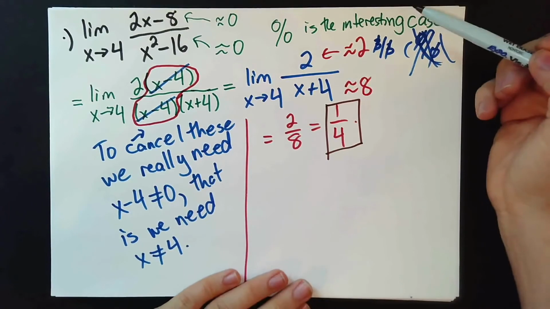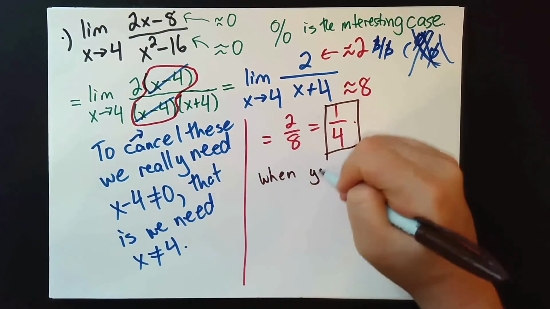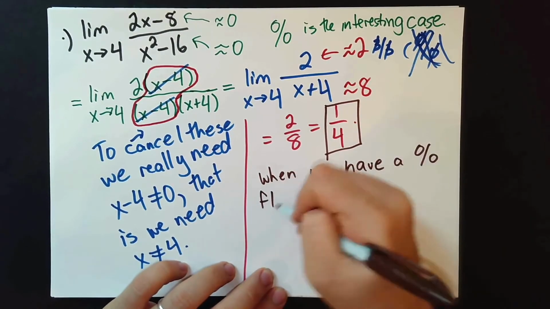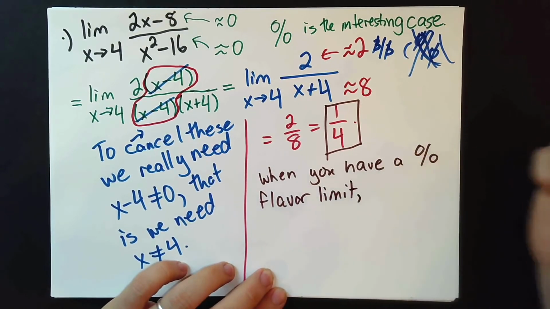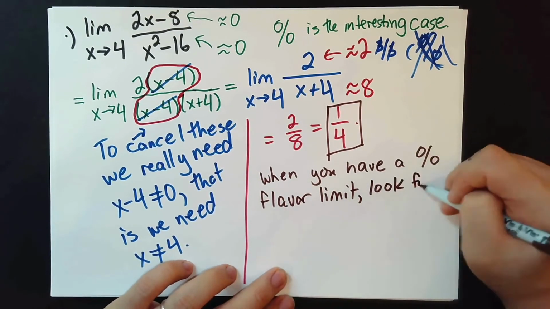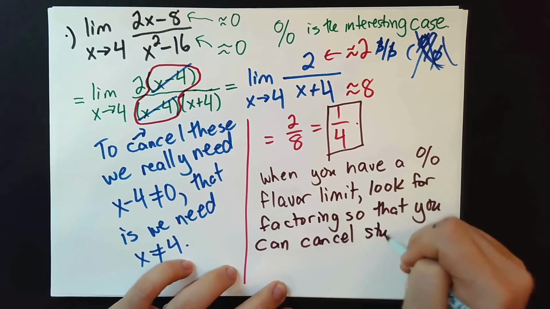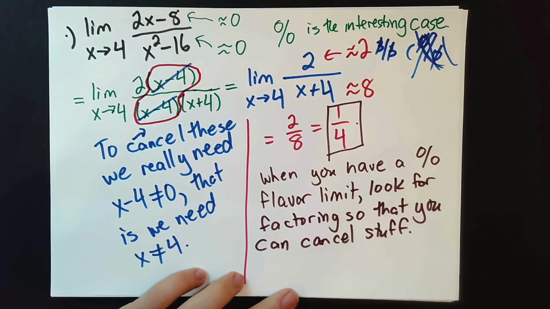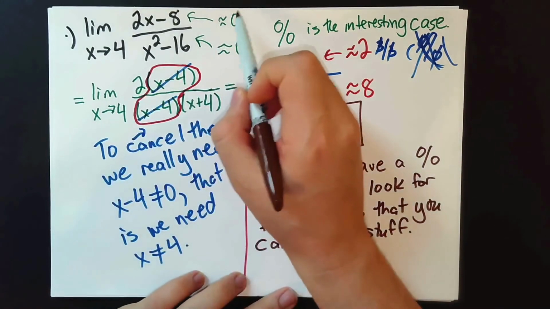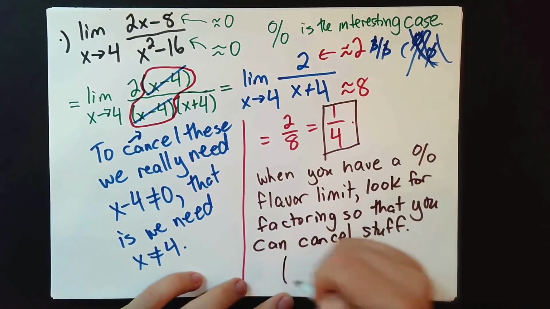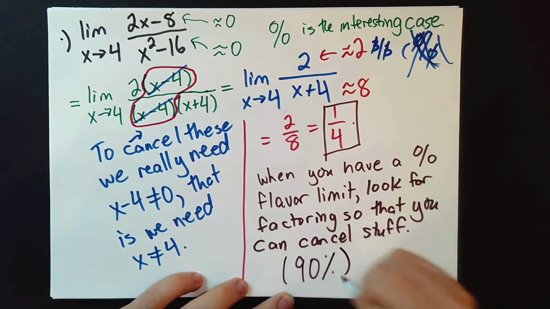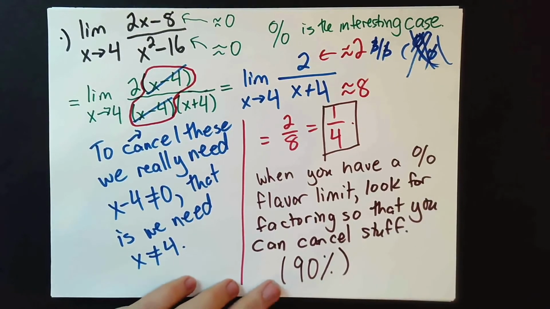And so the moral here is that when you actually have a limit that is of the 0 over 0 flavor, what are we looking for? We're looking to do some factoring so we can do some cancellation. And again, I want to emphasize that this exact time, the 0 over 0 flavor, is what's going to happen 90% of the time you're doing limits.